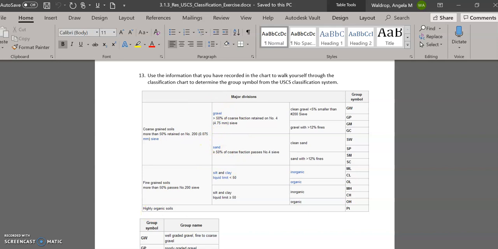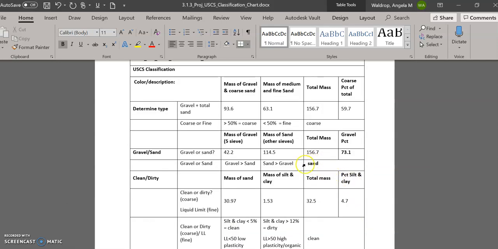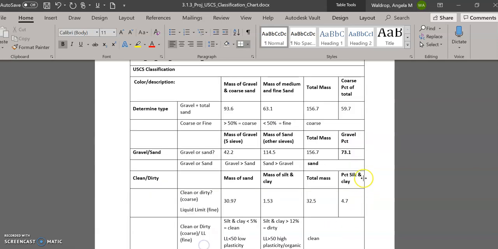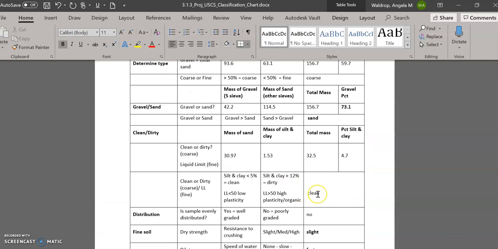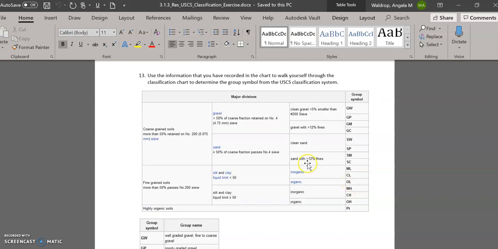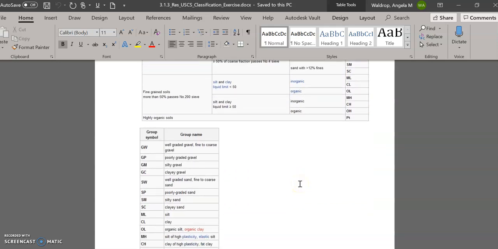Now we need to ask ourselves, do we have gravel or sand? Here it says we have sand. So we are going to be staying in these two rows. Okay. The next question we need to ask, is it clean or is it dirty? We go to our chart and we can see that it is clean. So that means it's either going to be SW or SP. Okay. Now, for this last little section here, the SW SP, this is where the qualitative and the distribution comes in handy for us down here.